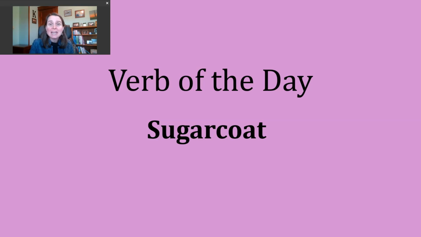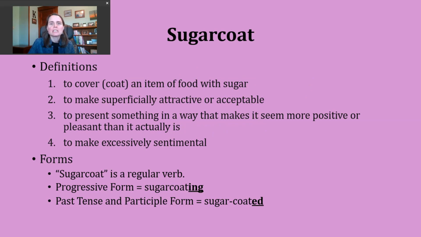Now let's take a moment and review some of the definitions or the ways that we can use this verb. The first way you may encounter the verb sugarcoat is in connection to cooking. So this is when we are going to cover or coat an item of food with sugar. Okay, pretty straightforward. We'll see some examples of it a little bit later, but this might be a step in the process of making a dessert or other baked good.